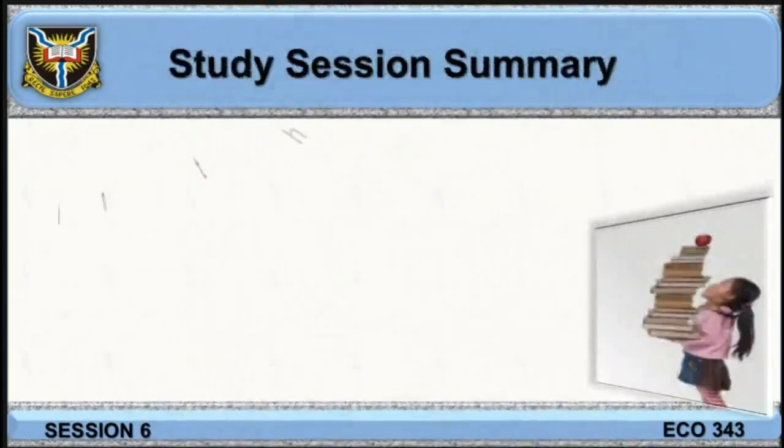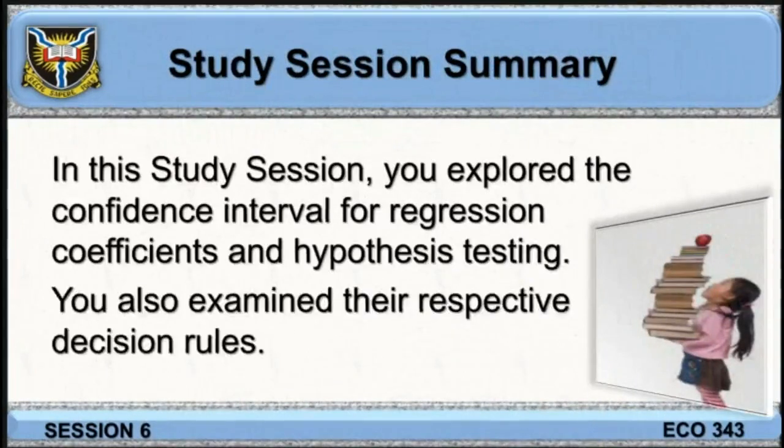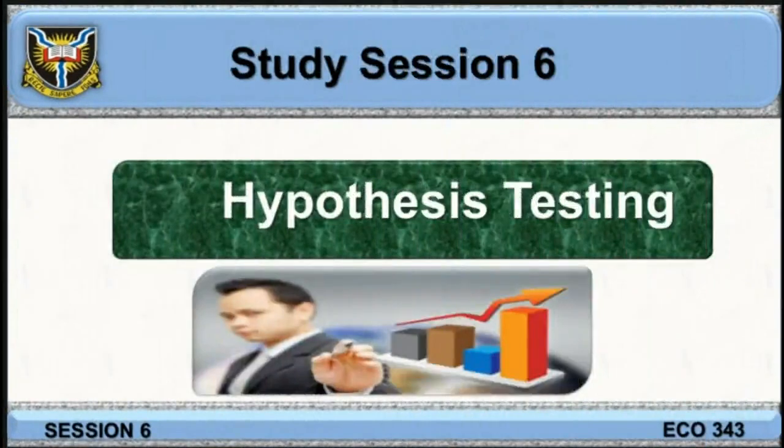Studies section summary. In this studies section, you explored the confidence interval for regression coefficients and hypothesis testing. You also examined their respective decision rules. This is the end of studies section 6. Thanks for listening.